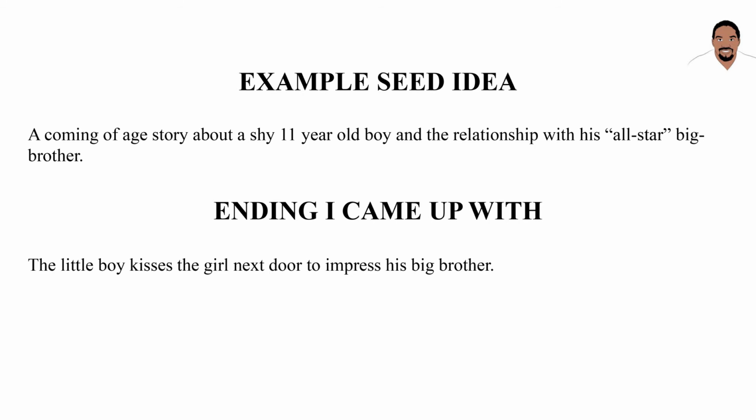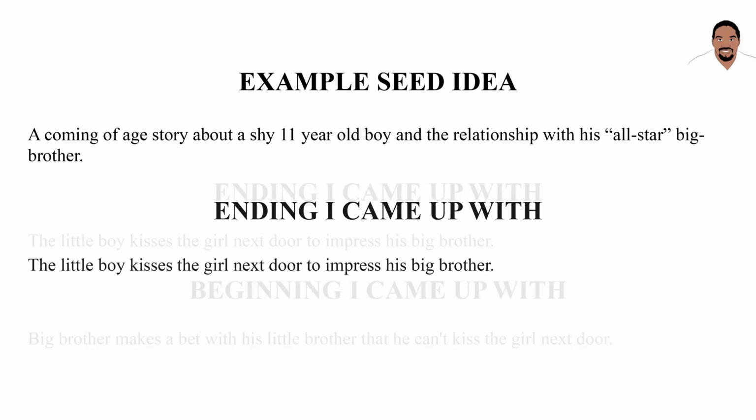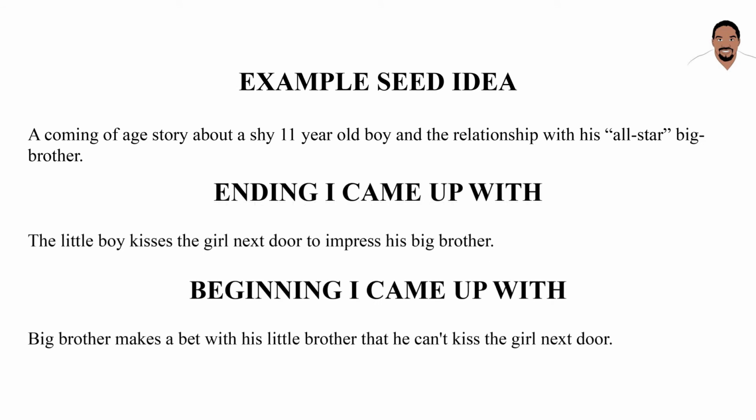Okay, so now we can go back and try to work on a beginning. We can start to write out a rough structure here. Let's see, I'm going to throw this out here. Big brother makes a bet with his little brother that he can't kiss the girl next door. Let's say that's our beginning. We already know for the end that he kisses the girl next door, and he does it, and he impresses, or he's trying to impress, his big brother.